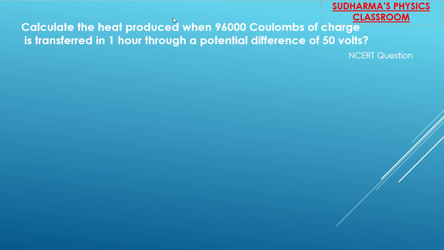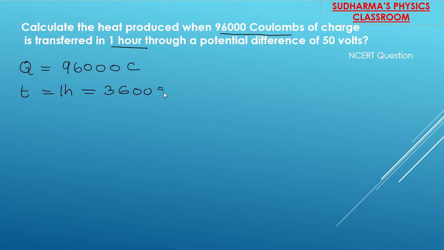Okay. Another one. NCERT question. Calculate the heat produced when 96,000 coulombs of charge is transferred in 1 hour through a potential difference of 50 volt. So they have given charge. This charge concept we have discussed in the initial videos. 96,000 coulombs of charge is transferred in 1 hour. So time is 1 hour. We have to convert it into seconds. 1 hour is 3600 seconds.